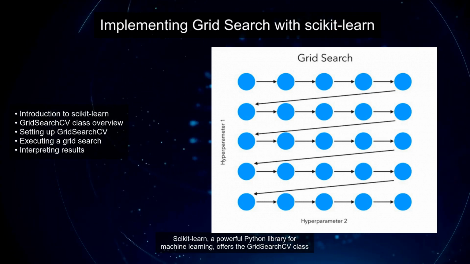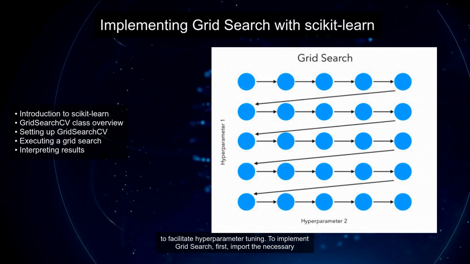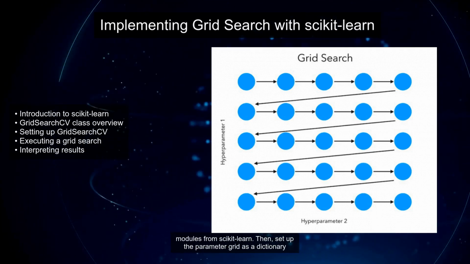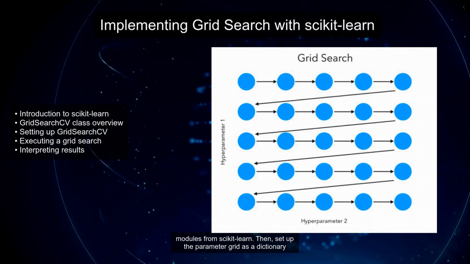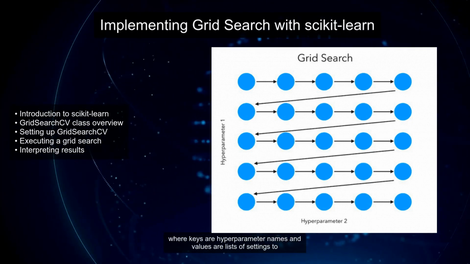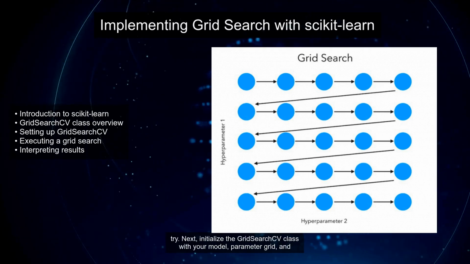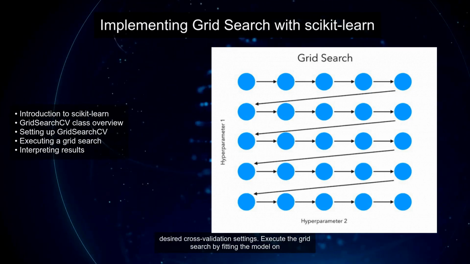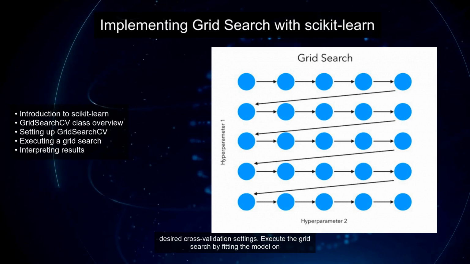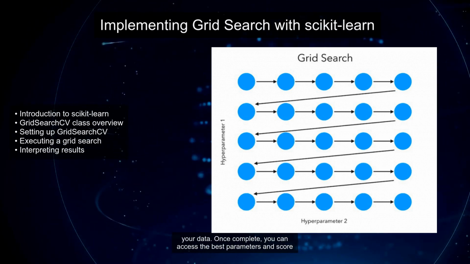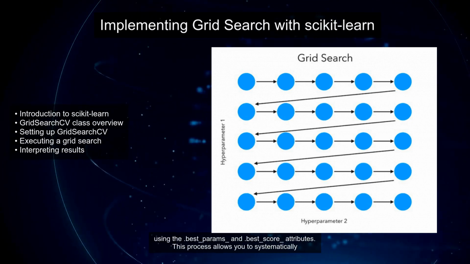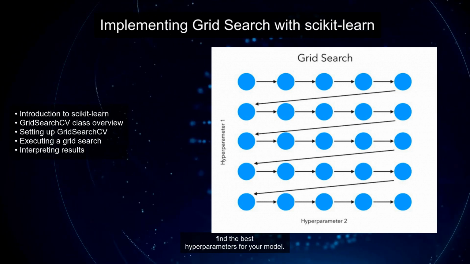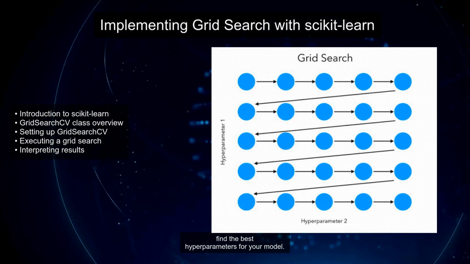Scikit-learn, a powerful Python library for machine learning, offers the grid search class to facilitate hyperparameter tuning. To implement grid search, first, import the necessary modules from scikit-learn. Then, set up the parameter grid as a dictionary where keys are hyperparameter names and values are lists of settings to try. Next, initialize the grid search class with your model, parameter grid, and desired cross-validation settings. Execute the grid search by fitting the model on your data. Once complete, you can access the best parameters and score using the best_params_ and best_score_ attributes. This process allows you to systematically find the best hyperparameters for your model.